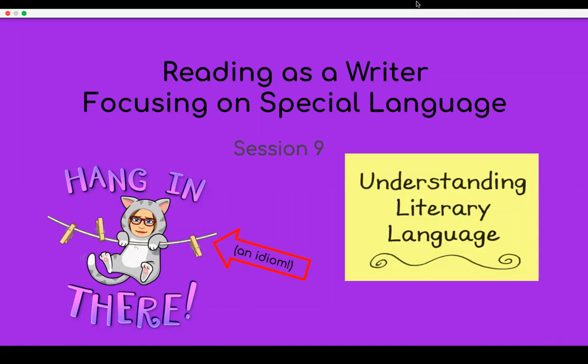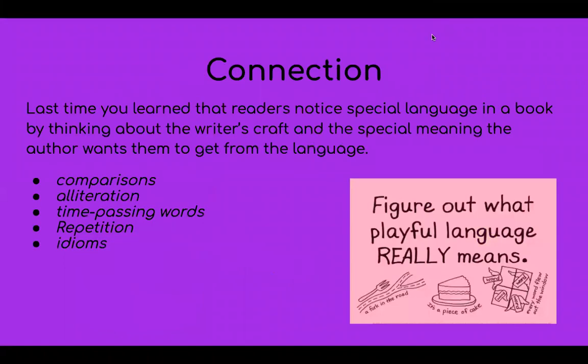See, I put a little idiom on the front there. Hang in there. That's not really what I'm saying, right? I'm saying stay with me. We've spent some time talking about the special language many authors use to help paint pictures in our minds.